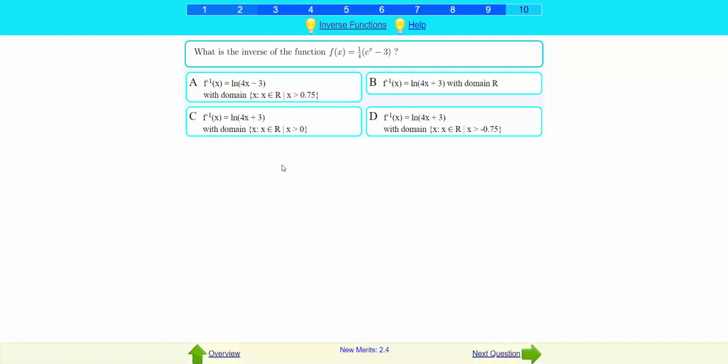So y equals 1/4 e to the power of x minus 3. This would be the inverse of this. Alright, so 4y equals e to the power of x minus 3. 4y plus 3 equals e to the power of x.